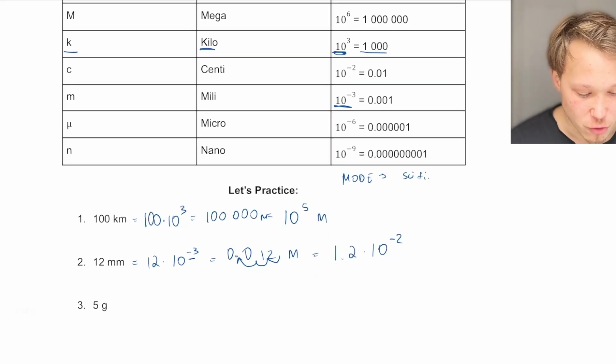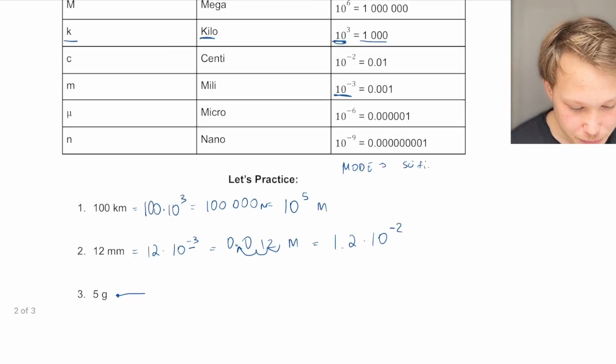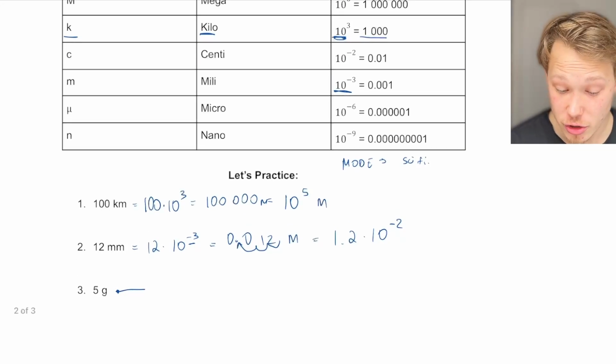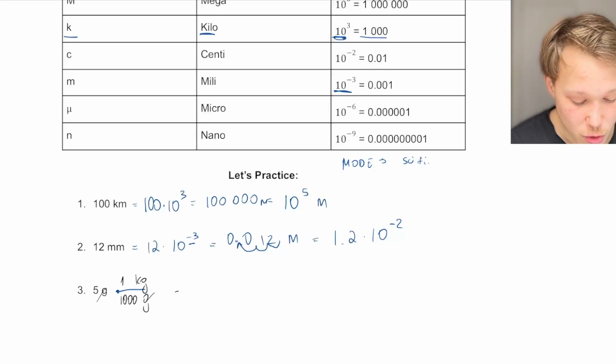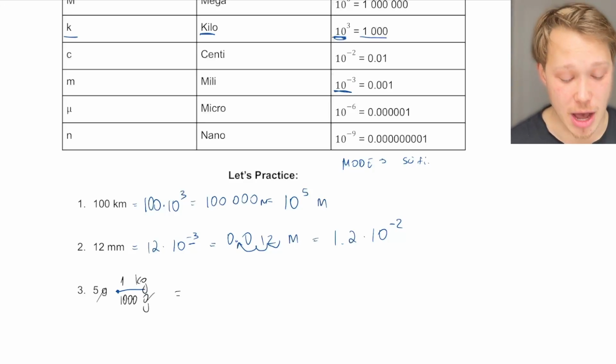We also have 5 grams over here. So 5 grams, let's take a look. We want to convert it to kilograms, right? And we know that 1 kilogram corresponds to 1,000 grams. So in other words, I need to divide 5 grams by 1,000.